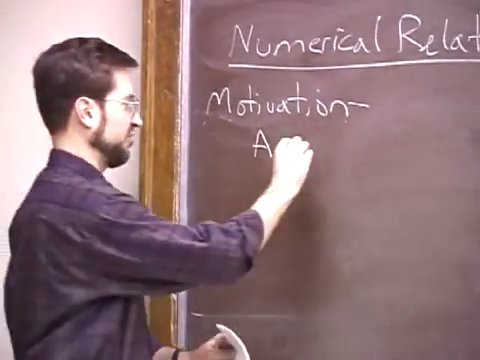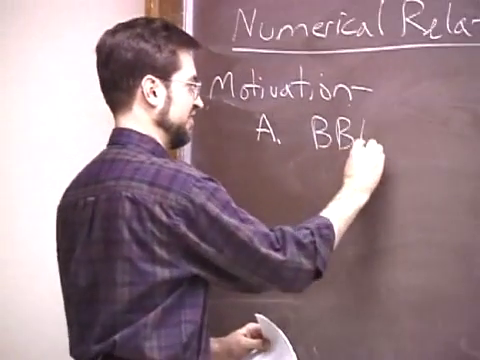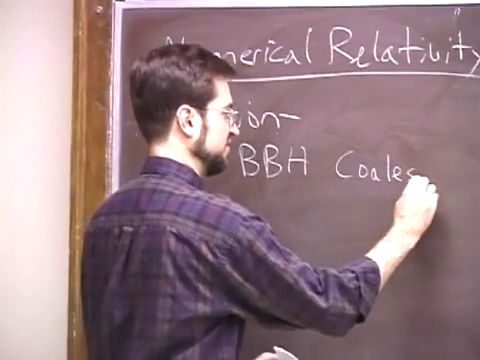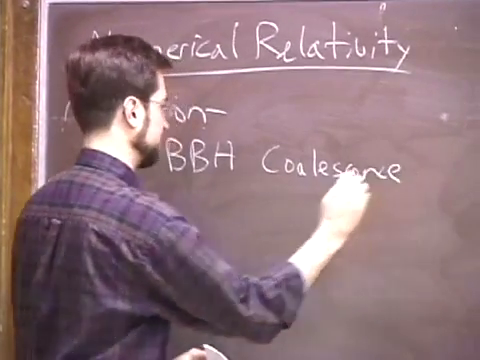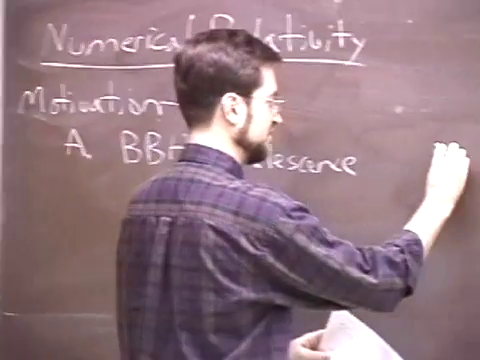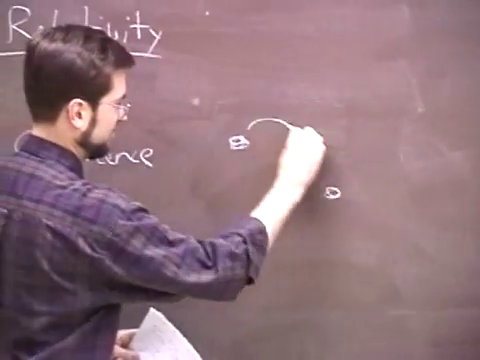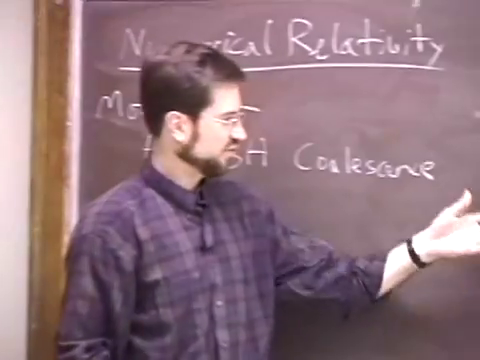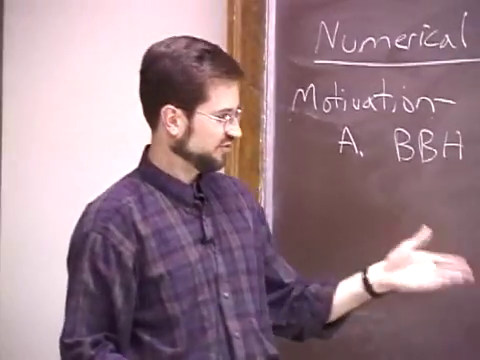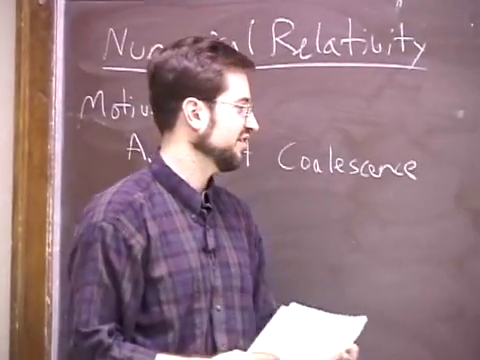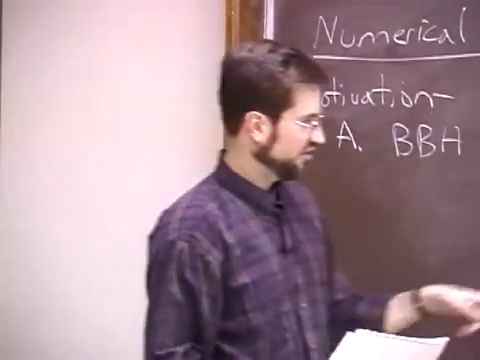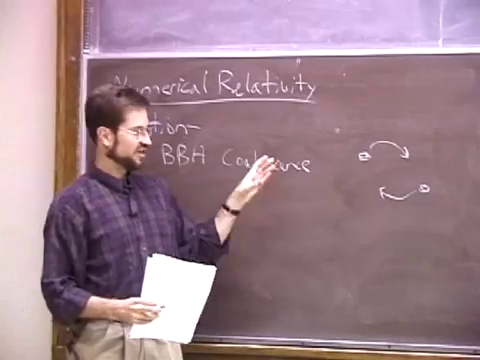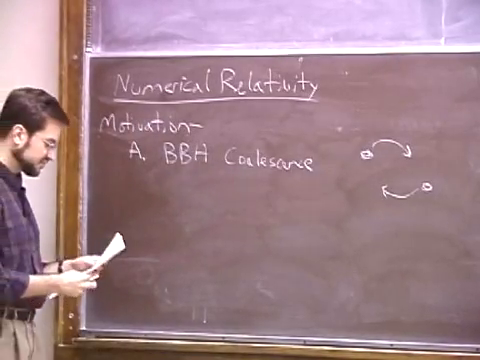So the first source is something that you've heard a little bit about already. This is binary black hole coalescence. And I guess I can draw a little picture where you have two black holes. For now, we're going to just consider them to be equal mass, but you can do the same thing for unequal mass if you want. And these black holes are in binary orbit and lose energy due to gravitational radiation and eventually collide and merge.